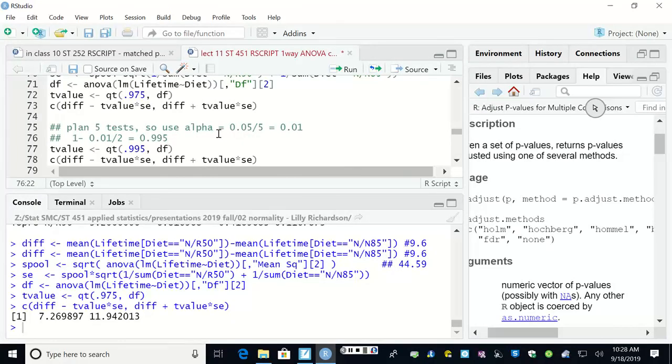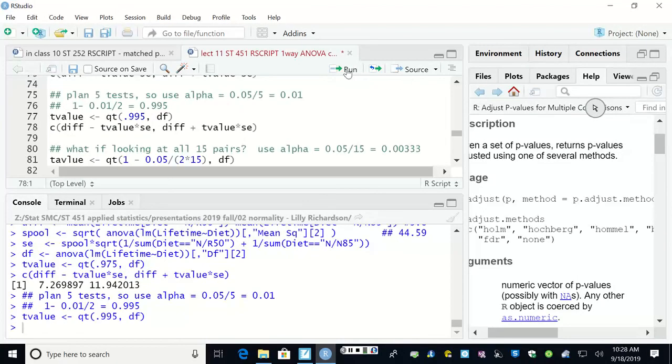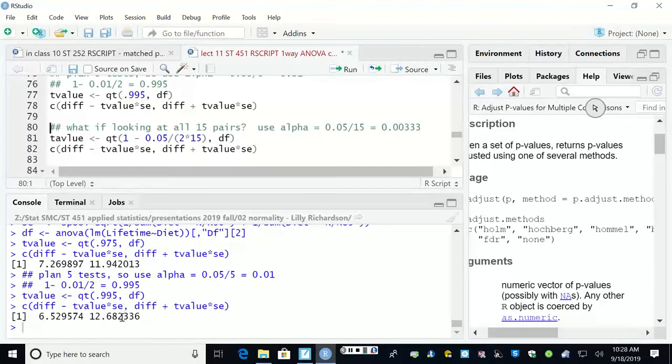So we get a new t-value under that. And if we do our confidence intervals again, they get a little bit wider to adjust for the fact that we're doing multiple testing.